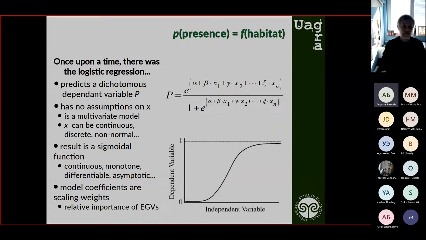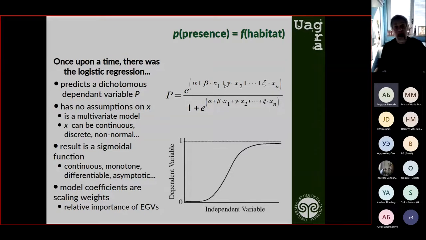When I started modeling, the workhorse for species distribution modeling was this one. I mean, don't be scared, it's just the logistic regression. The logistic regression is a curve made more or less this way, a sigmoid curve, whose values are always between 0 and 1. 0, absence, 1, 100% probability of presence.